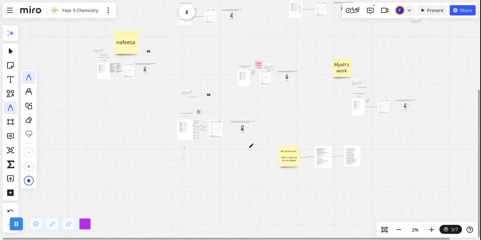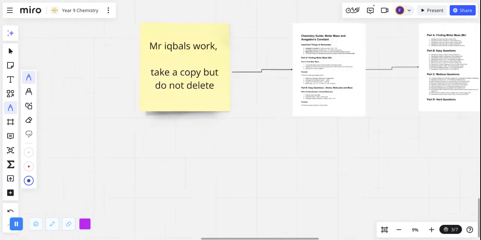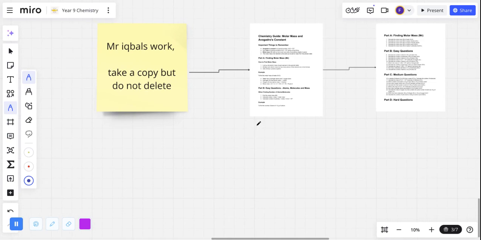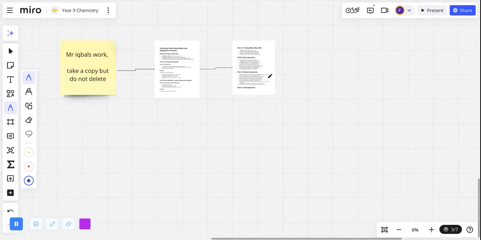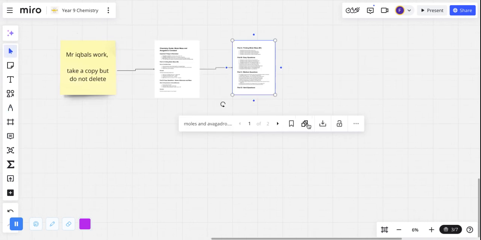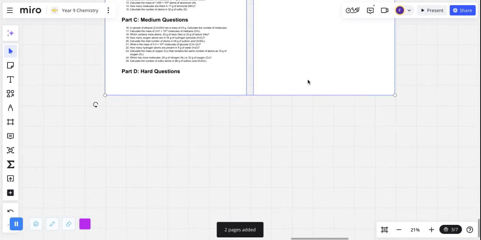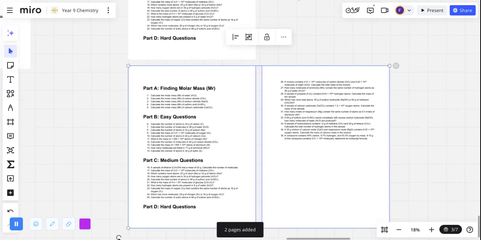So we're going to do two things. We're going to recap a little bit on molar mass, moles and mass. And then we're going to work on Avogadro's constant and stuff. So that's the entire plan.